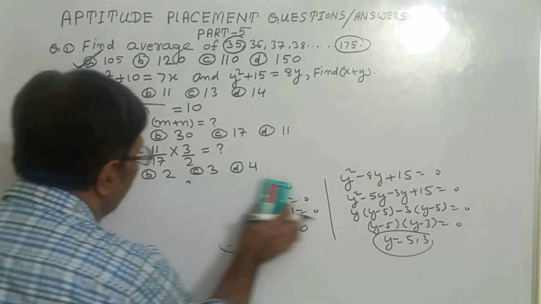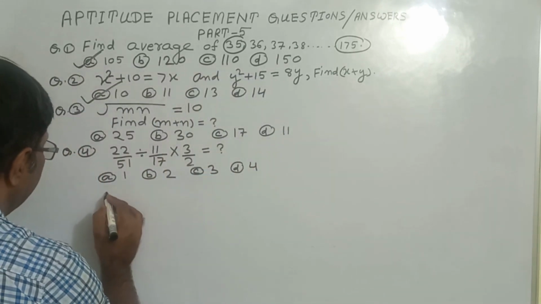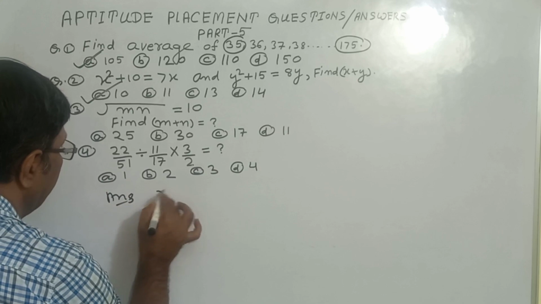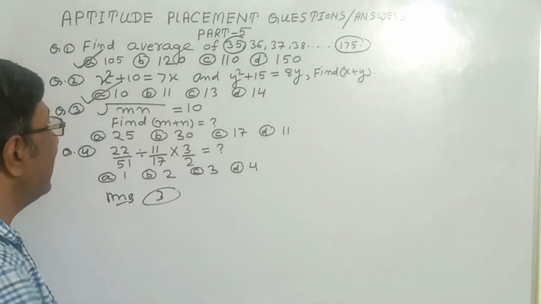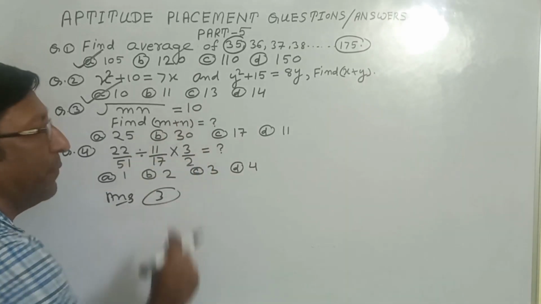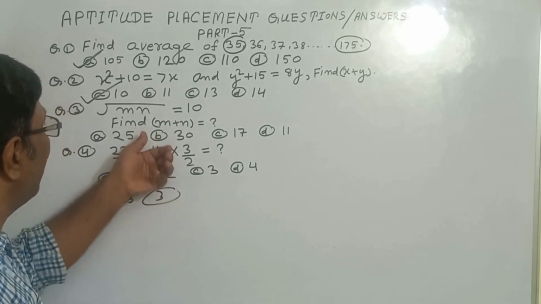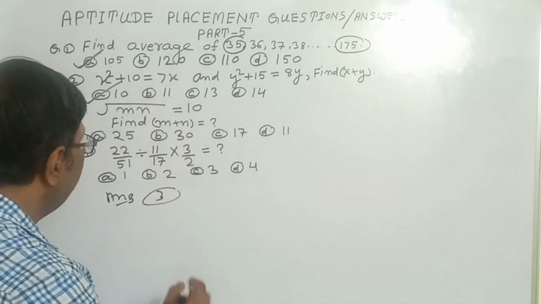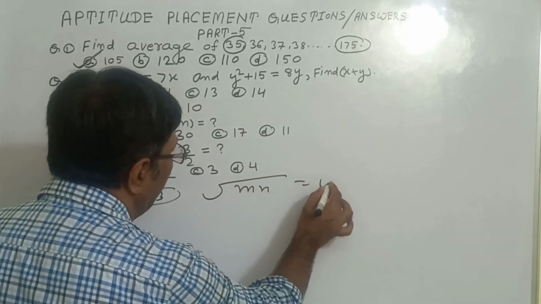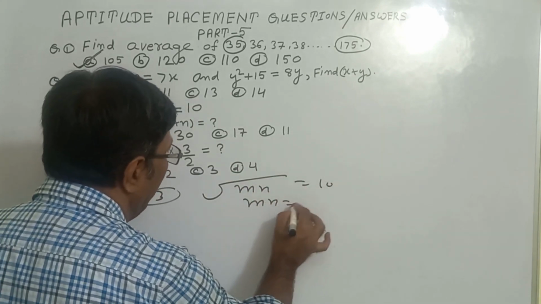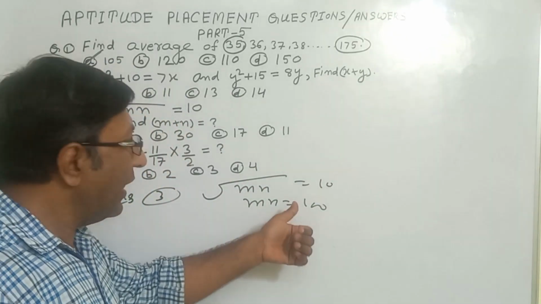Okay, let us see the next question, that is question number 3. So what is question 3? The question is: square root of mn is given as 10, and find m plus n. This is a very simple question. Square root of mn equals 10, then mn equals what? Squaring both sides, we get mn equal to 100.